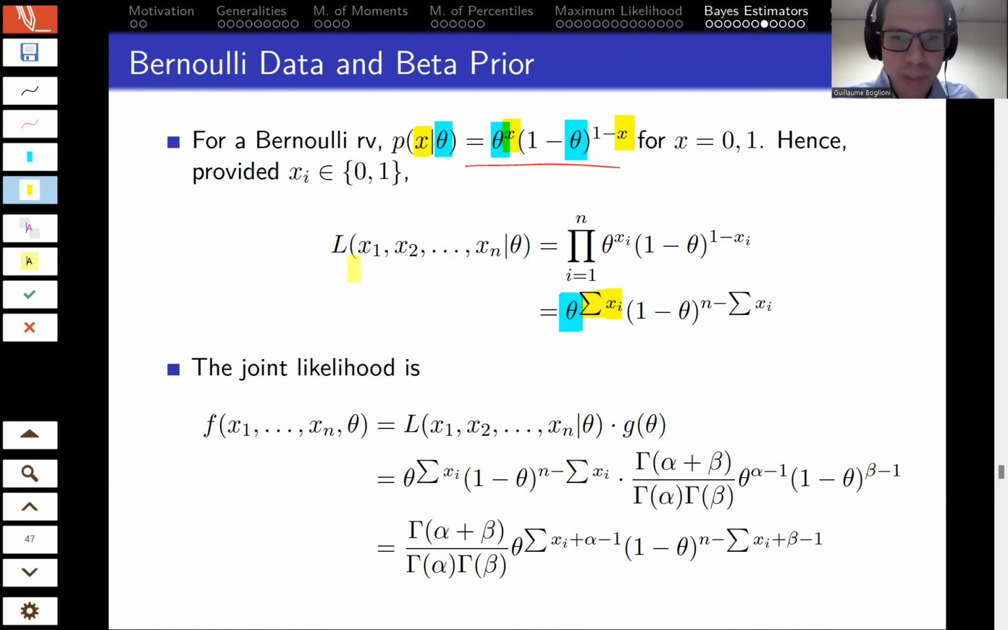Sorry, did I say joint? This is of course the conditional. Now we get to the joint. The joint is obviously just the conditional times the prior. So you just rewrite this.